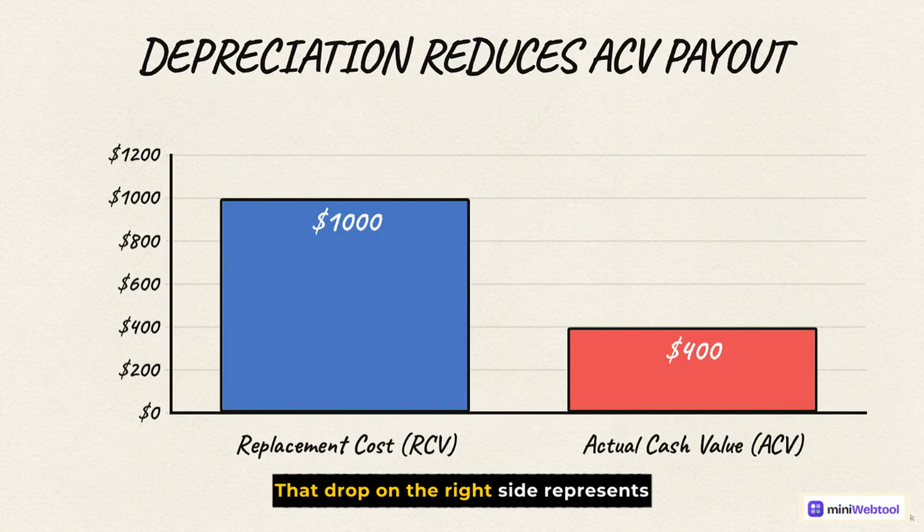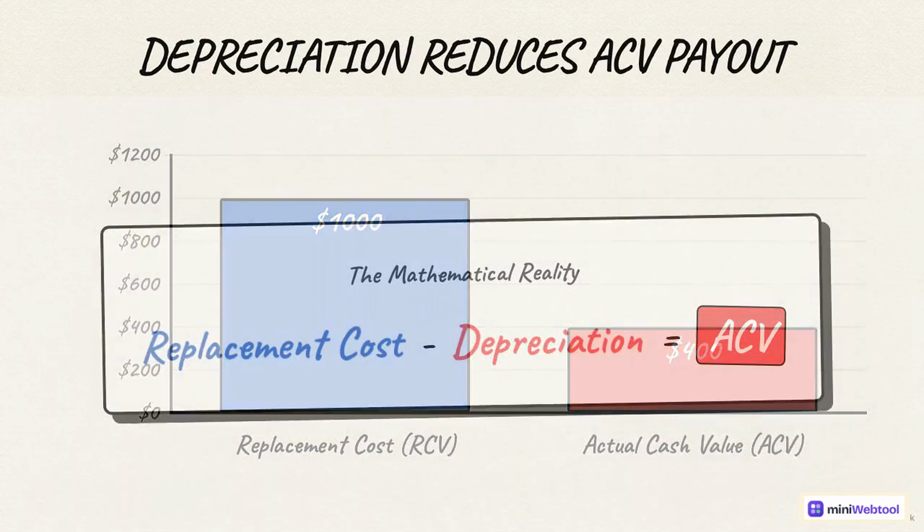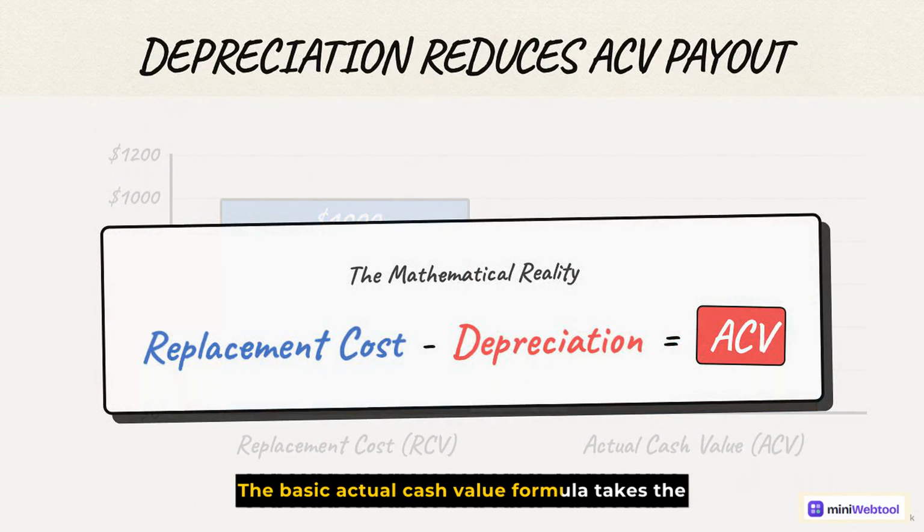That drop on the right side represents depreciation. The basic actual cash value formula takes the brand new replacement cost and subtracts that depreciation, which is calculated based on how old the item is and how long it was expected to last.